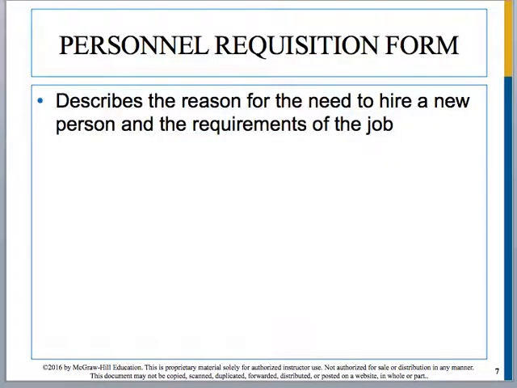So the personnel requisition form describes why you need to hire a new person and what is required of that person upon accepting the job. So it outlines not just the job description, it's going to outline the specifics of the day-to-day and any expectations that will be placed upon them during the term of their employment.